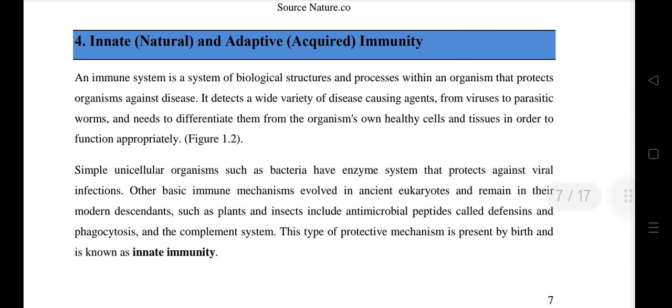Now we have mentioned important aspects related to the history of immunology. So now we are going to learn some other aspects like innate and natural, adaptive or acquired immunity. So let's try it. An immune system is a system of biological processes within an organism that protects organisms against diseases. And this is something which you need to carefully learn, because this is happening inside your body, inside your pet's body, or inside all sorts of organisms' bodies. But today we will be specifically learning about human immunology.